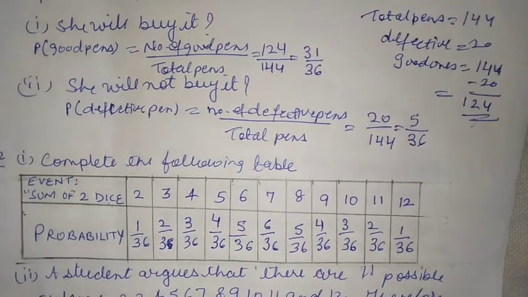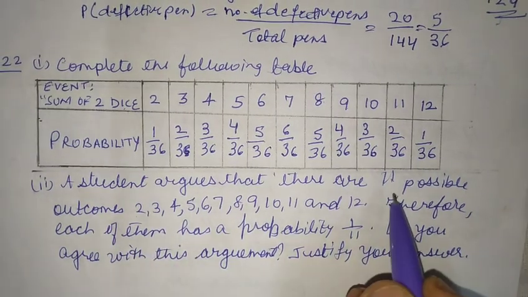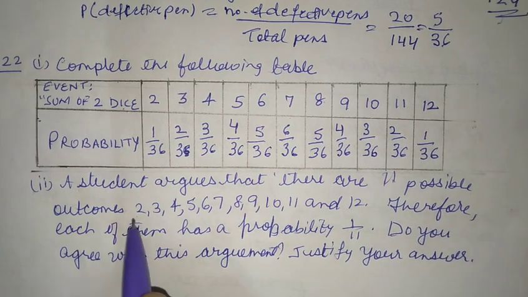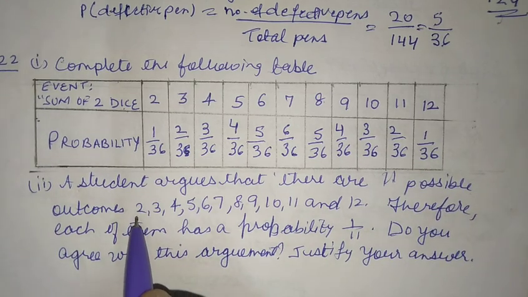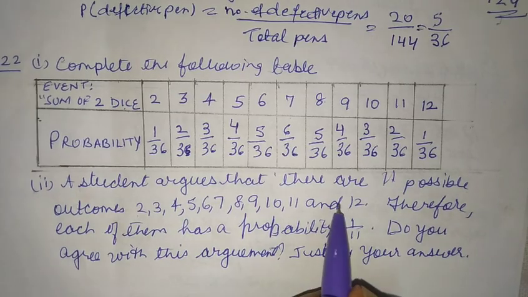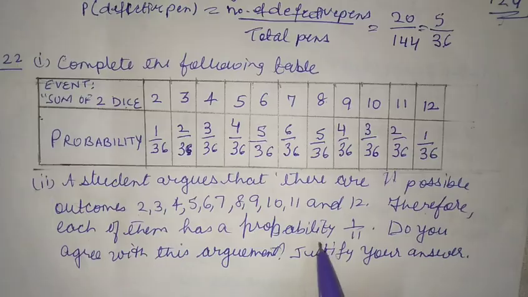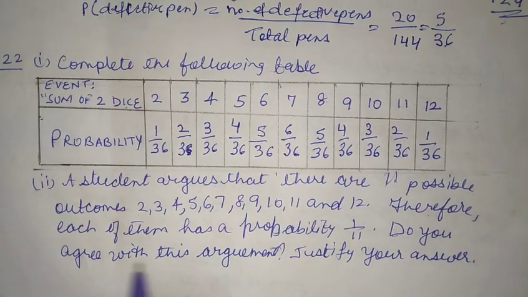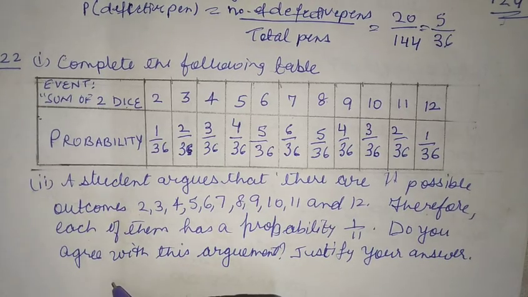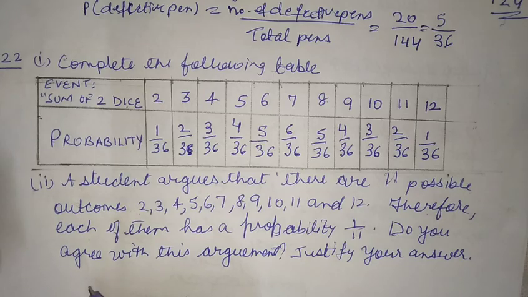Now let us go to our second part. Our second part says a student argues that there are 11 possible outcomes, that the sum of two dice will be 2, 3, 4, 5, 6, 7, 8, 9, 10, 11, 12. That is 11. So therefore each of them has a probability 1 by 11. Do you agree with the argument? Justify your answer. So we do not agree with this argument as they are not equally likely outcomes.